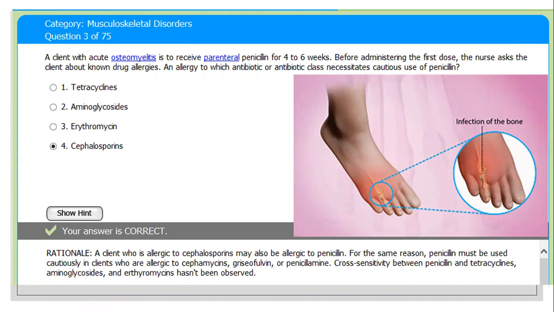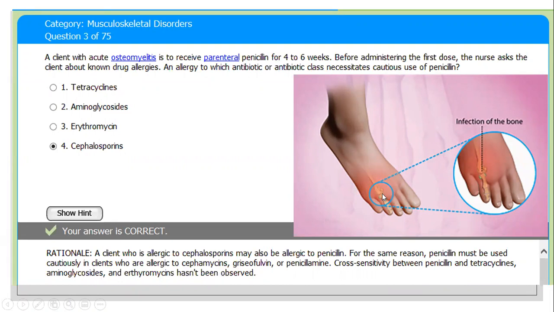Both are correct. So if you have a patient with a history of allergy to penicillin, it is better not to give penicillin or cephalosporin. If a patient has a history of cephalosporin hypersensitivity or allergic reaction, it is good not to give them cephalosporin and not to give them penicillin. For the same reason, penicillin must be used with caution in clients who are allergic to cephalosporin, griseofulvin, or penicillamine. Cross-sensitivity between penicillin and tetracycline, aminoglycoside, and erythromycin has not been observed.